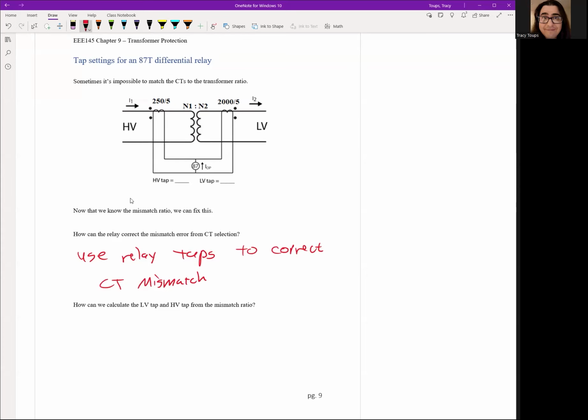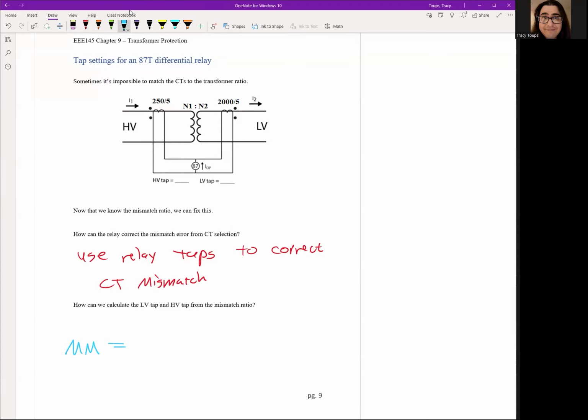So think about taps as a secondary CT to correct any small error, right? And they're built into the actual relay itself and their settings. So you see how you have this HV tap, low voltage tap, and in a microprocessor based relay, you can literally just plug in any number, right? So if my mismatch is 0.8, I could plug in 0.8 for one and 1 for the other, and it solves it, right?